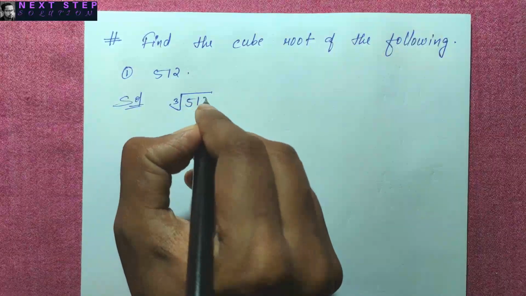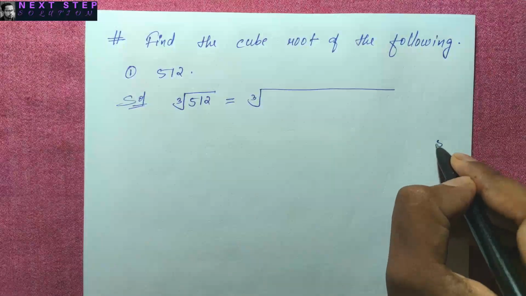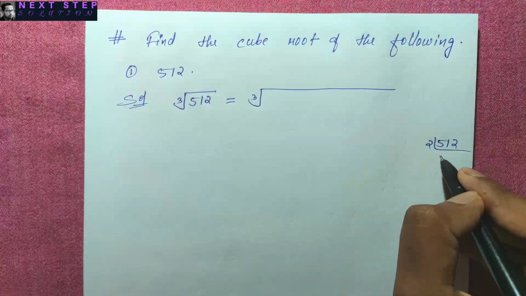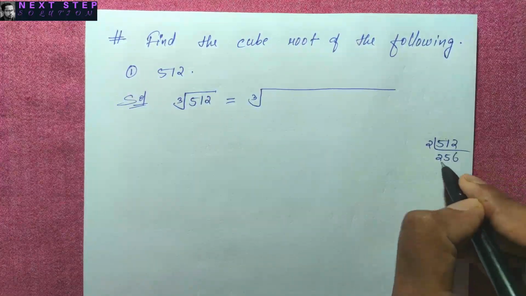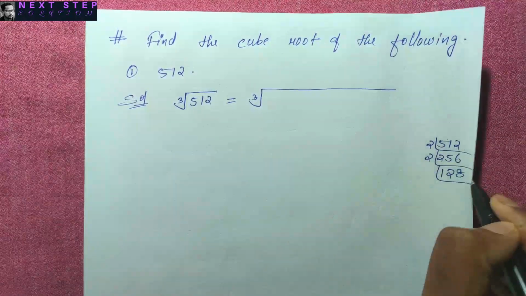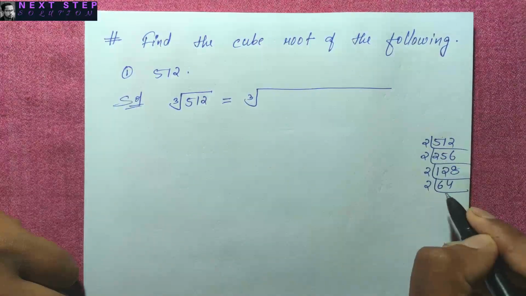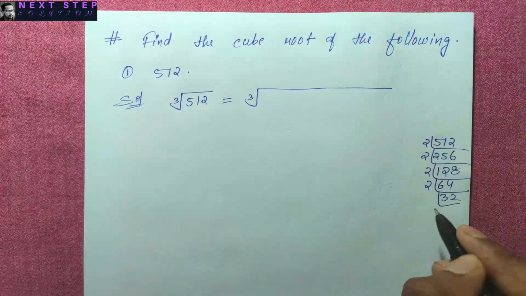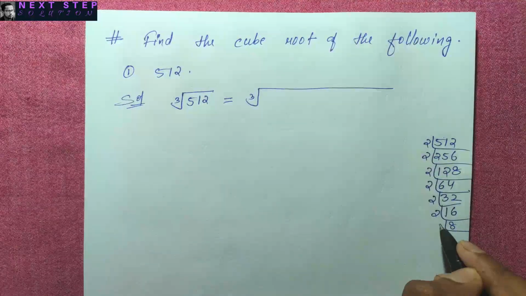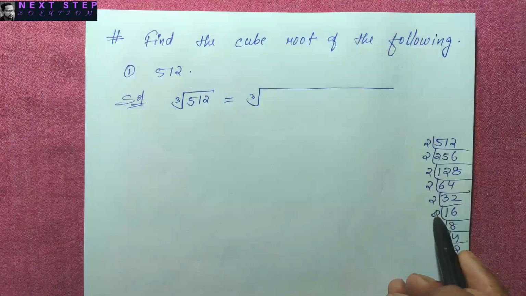Cube root of 512 is equal to cube root of, we will factorize 512 and write it in prime factorization form. 2 2s are 4, 2 5s are 10, 2 6s are 12, again with 2, 2 1s are 2, 2 2s are 4, 2 8s are 16, 2 6s are 12, 2 4s are 8, then 2 3s are 6, 2 2s are 4. Furthermore with 2, 2 1s are 2, 2 6s are 12, 2 8s are 16, 2 4s are 8, and 2 2s are 4. So 1, 2, 3, 4, 5, 6, 7, 8, 9.